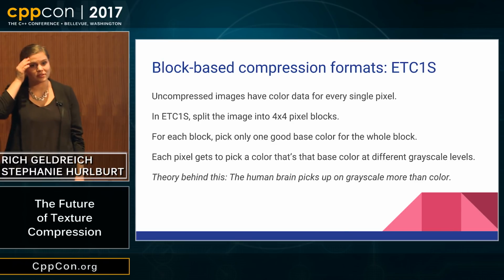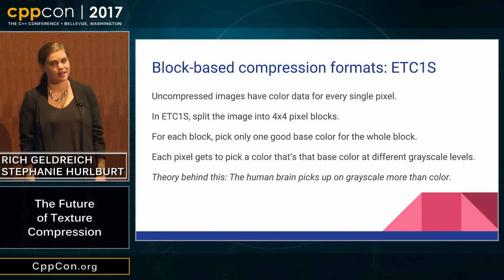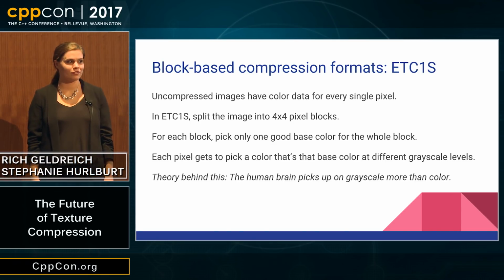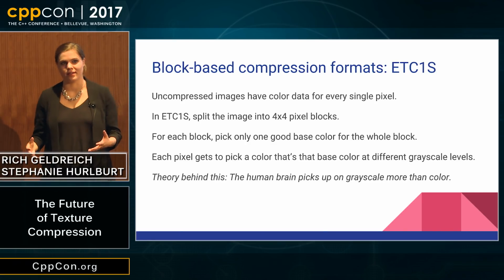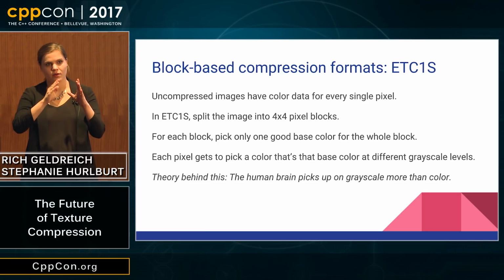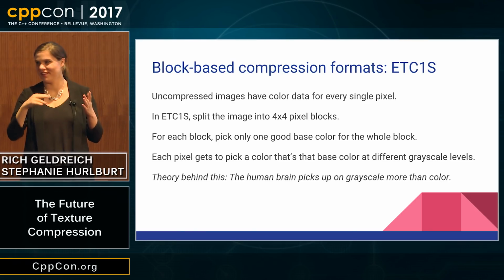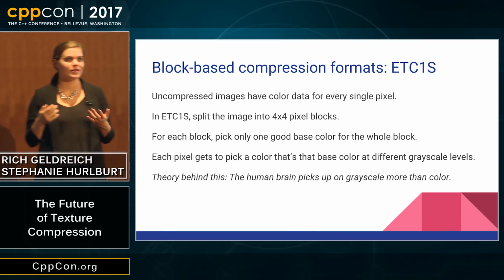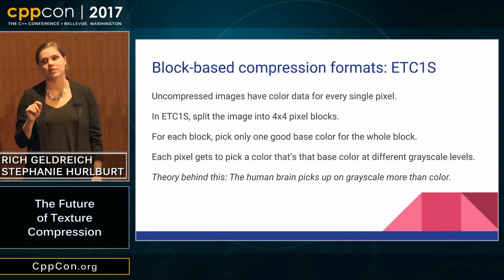ETC1S covers all mobile devices except really old iOS. It's actually a really amazing format with a simple concept behind it. You split the image into blocks. You assign each block only one color, just one color per block. The blocks are 4x4. And each pixel within the block gets a grayscale value of that color.